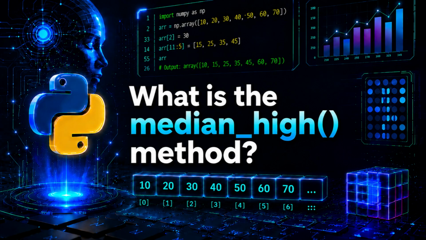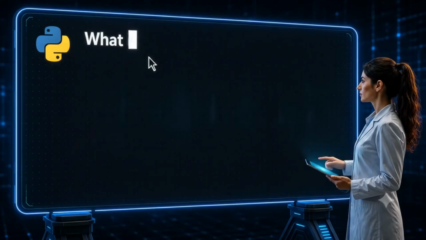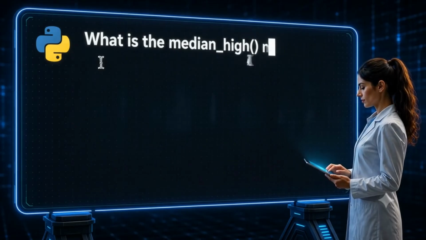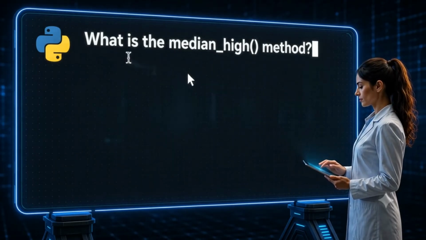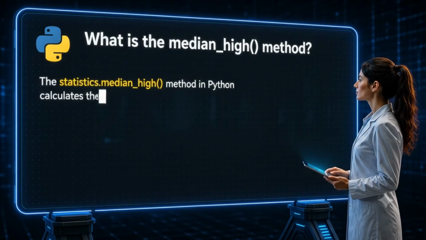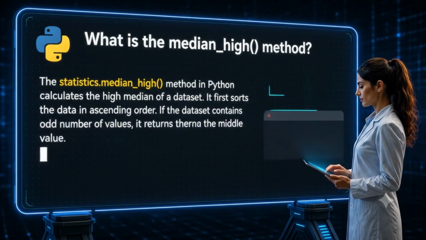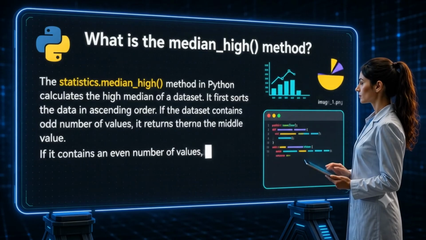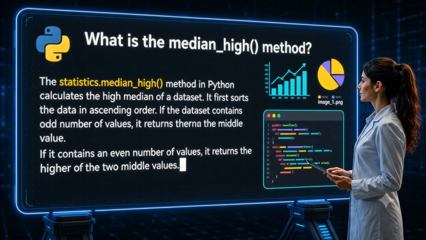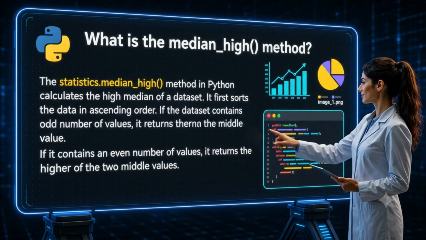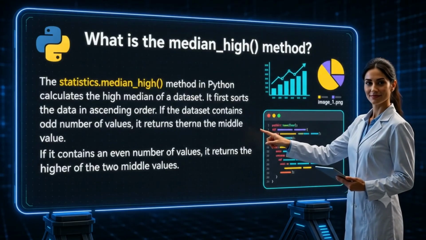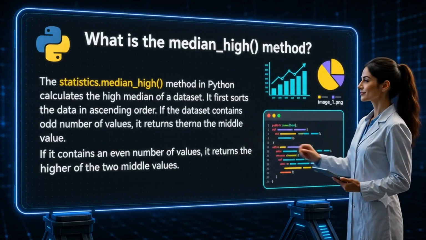What is the median_high method? The statistics.median_high method in Python calculates the high median of a dataset. It first sorts the data in ascending order. If the dataset contains an odd number of values, it returns the middle value. If it contains an even number of values, it returns the higher of the two middle values.